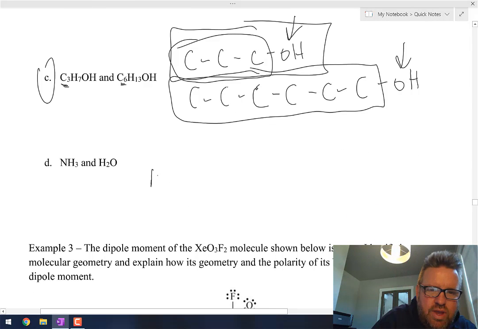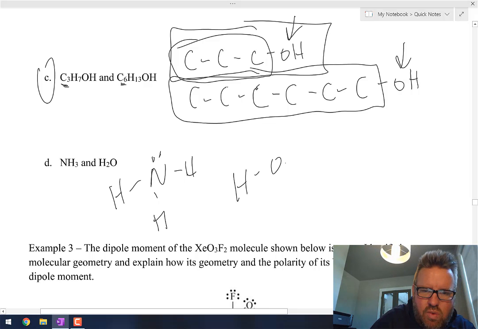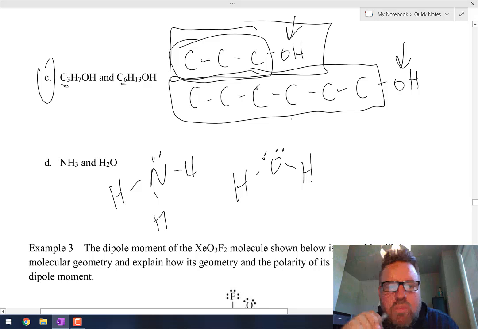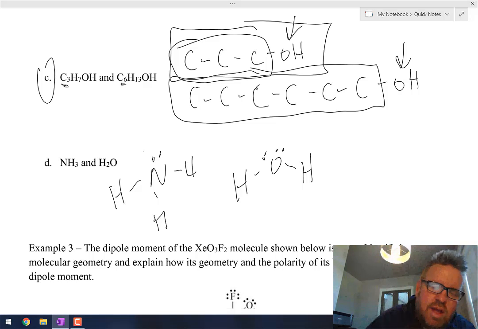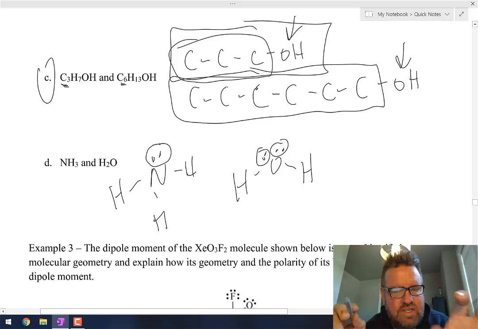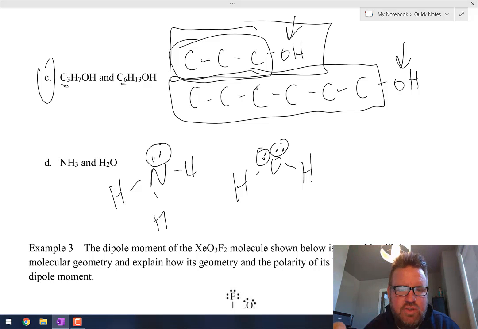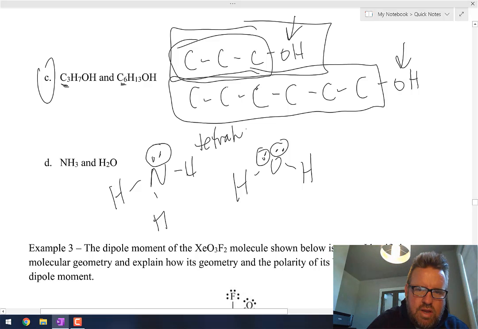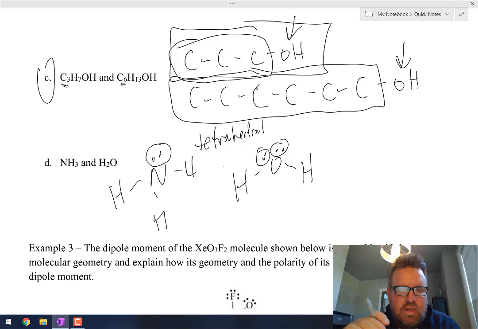Okay, and then NH3 and H2O. Again, I think we already showed you this one, and then water we already talked about. Okay, this one's important though, because again, which one's more polar? In this case, you've got one lone pair on here, you've got two lone pairs on here. When you have similar structures, because remember, if all of those are bonds, these are both tetrahedrals. Okay, so which one's more polar is the one that has more lone pairs on the central atom, the more asymmetrical that molecule is.